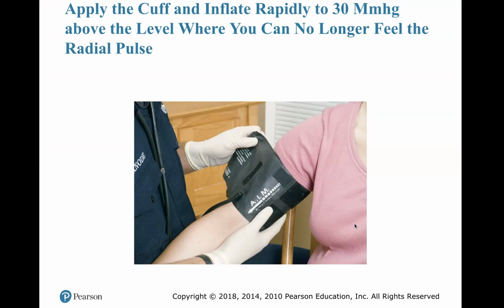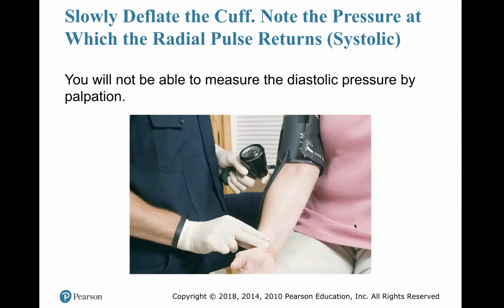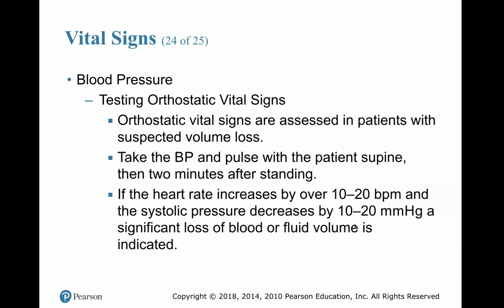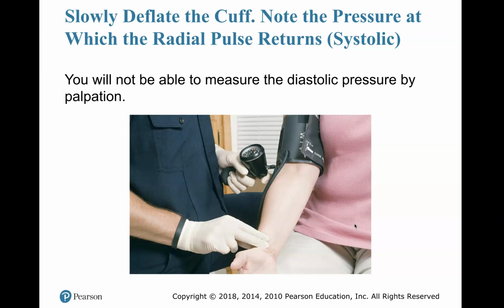Taking blood pressure by palpation. We're going to apply the cuff again. No stethoscope. We're going to feel for that radial pulse. We're going to pump up that blood pressure cuff until we do not feel a radial pulse. Once we do not feel a radial pulse, then we will release the air from the blood pressure cuff.